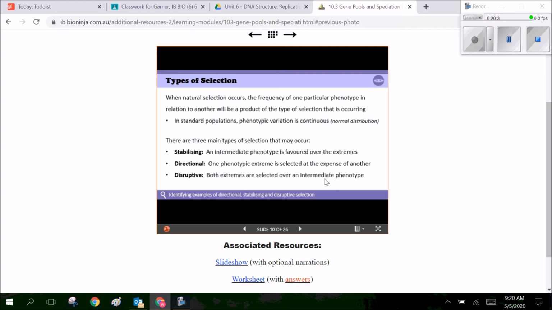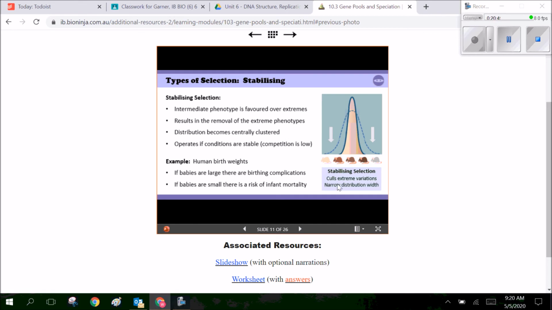You'll notice that natural selection is going to operate off the phenotypes a lot more than genetic drift. Genetic drift doesn't care about the phenotypes. It's just random occurrences. There, it's more useful to look at the alleles themselves. So here we see stabilizing selection. So we see the intermediate is favored, and there's different examples for that.